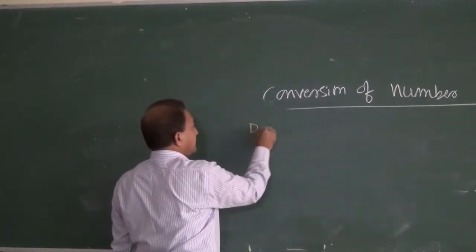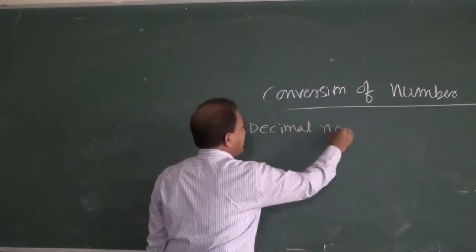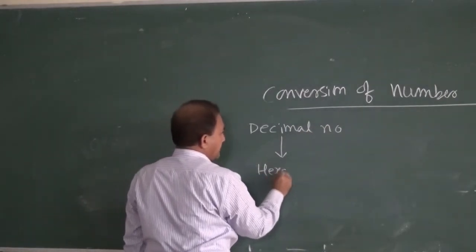How can you convert any number in decimal to hexadecimal?